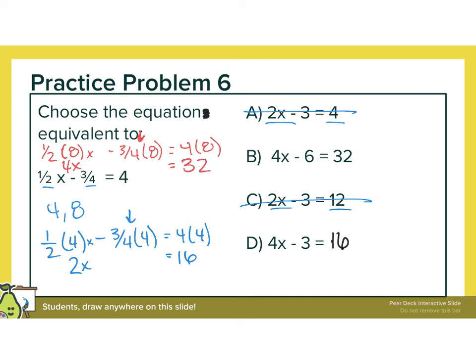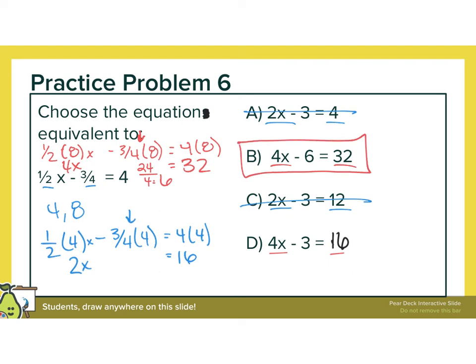So I'm looking for one that starts with 4x and ends with 32. Looks like it's going to be B. Let me check my work. So 3 times 8 is 24, over 4 is 6. So B is correct.